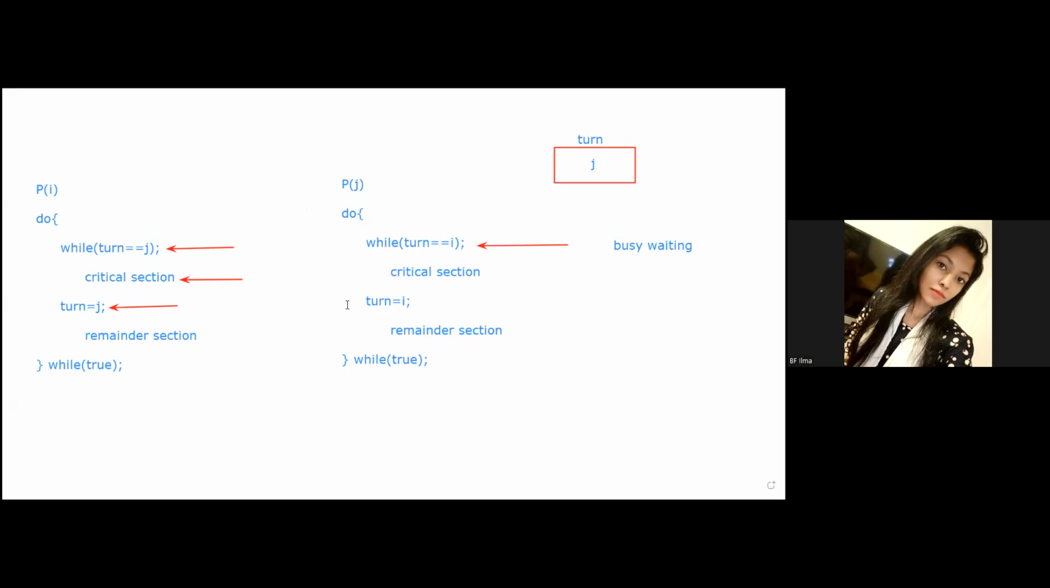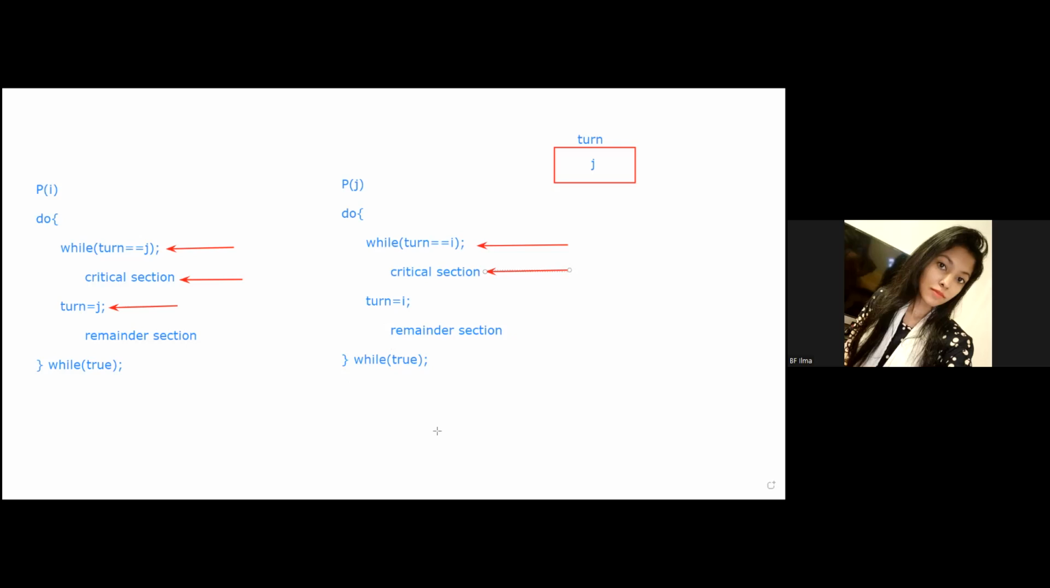From this point onwards, if there's a context switch, pj will not be busy waiting, because the condition while turn equals i will become false, and therefore it can enter its critical section as well. So you see, using a simple turn variable and an entry section and an exit section, we have blocked any other process from entering the critical section. So this is a simple process using the turn variable.